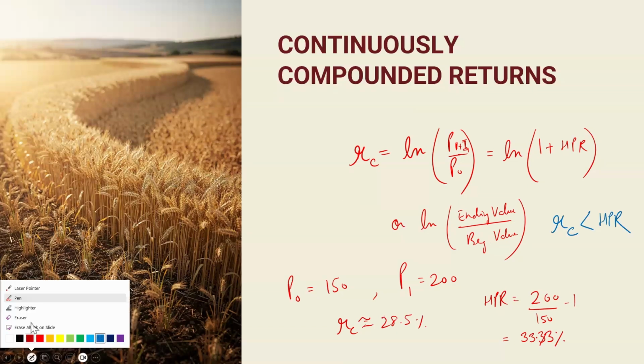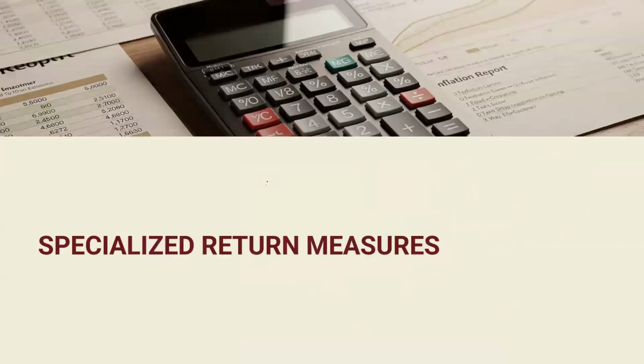And remember, always, RC will always be less than the HPR. Okay. In fact, we can draw a graph also analyzing the tilt, but again, that is not a part of the course, so we'll not do it. Okay, fine. So, example we've already done. So, now let's come to specialized return measures.